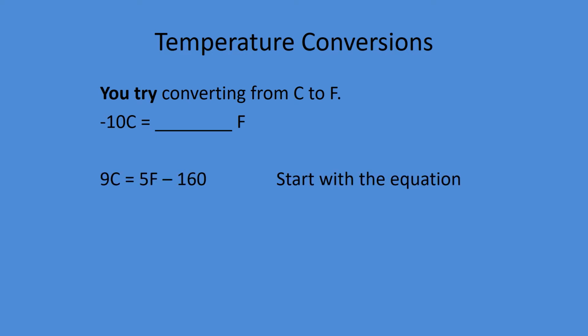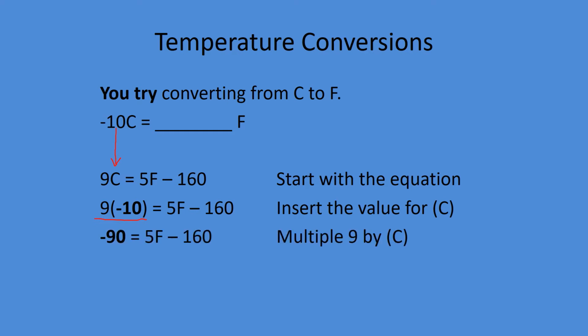Okay, start with the same equation. This time we're going to plug in negative 10 for C. So we got 9 times negative 10 equals 5F minus 160. Let's simplify that expression. We get negative 90. And to isolate the F, we got to add 160 to both sides.